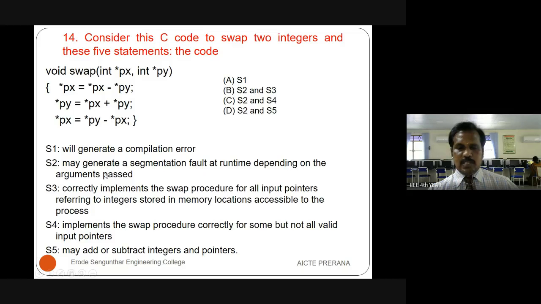Depending on the arguments passed, it generates a segmentation fault. But at runtime, it depends on the arguments passed. If you are passing one variable instead of two variables, that will produce an error. You should pass 2 arguments. It will generate a segmentation fault at runtime depending on the arguments passed.